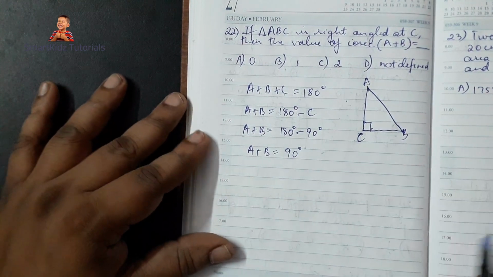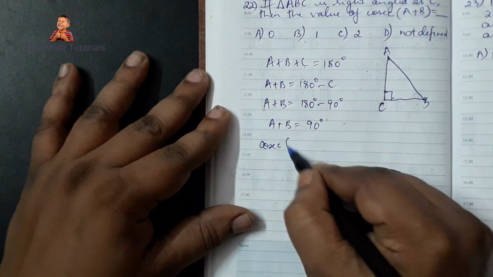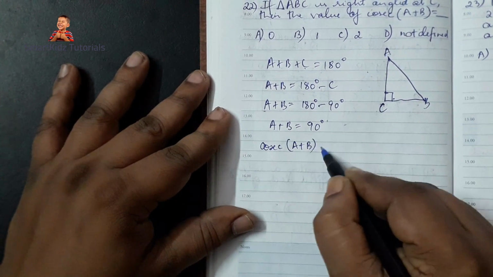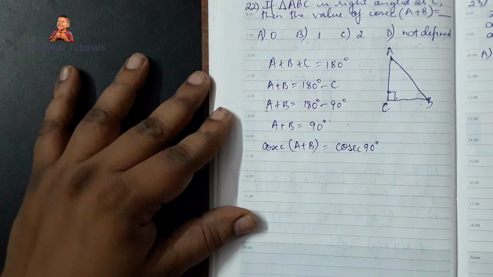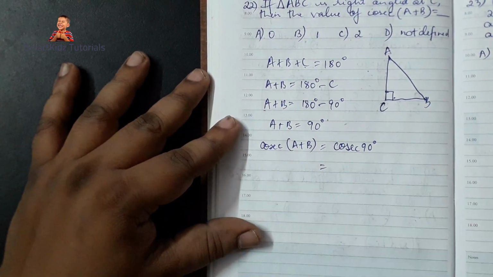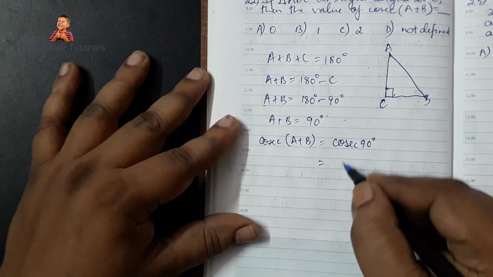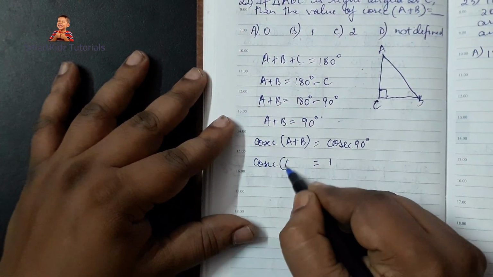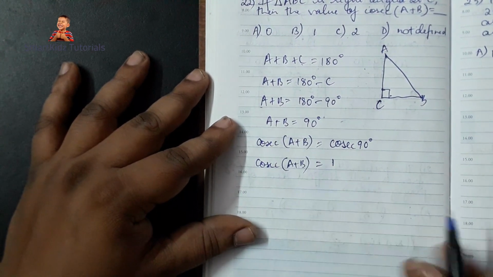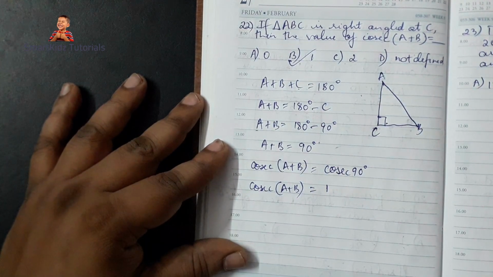Now we need cosec A plus B, right? So I'm going to take cosec on both sides. So I will get cosec of A plus B equal to cosec of 90 degrees. Okay. Now, cosec of 90 degrees is what? Sine of 90 degrees is 1. So cosec of 90 degrees will also be 1. So that means cosec of A plus B is equal to 1. So correct option in this case will be B, 1.